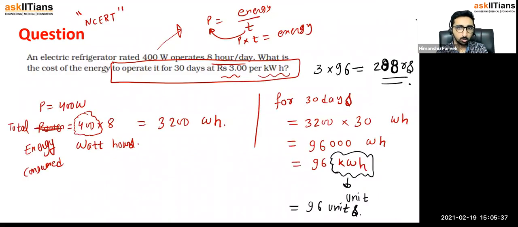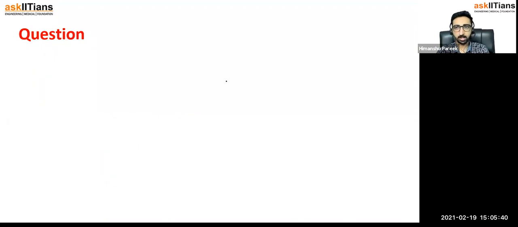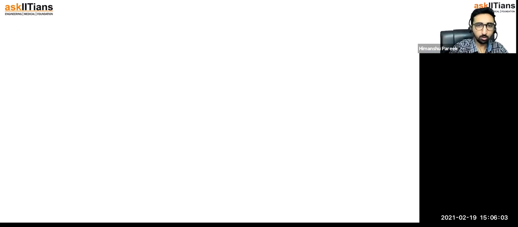Now let us go ahead with the next type of question which can be asked. One possibility is that CBSE can ask you such questions on how to calculate electricity bills. Now the second possibility, let us also discuss. Before I go to the second question, I would like to discuss one basic example about the electric bulb.